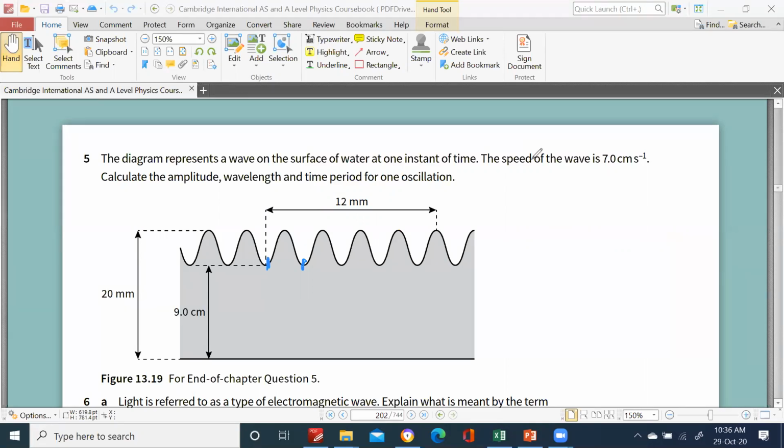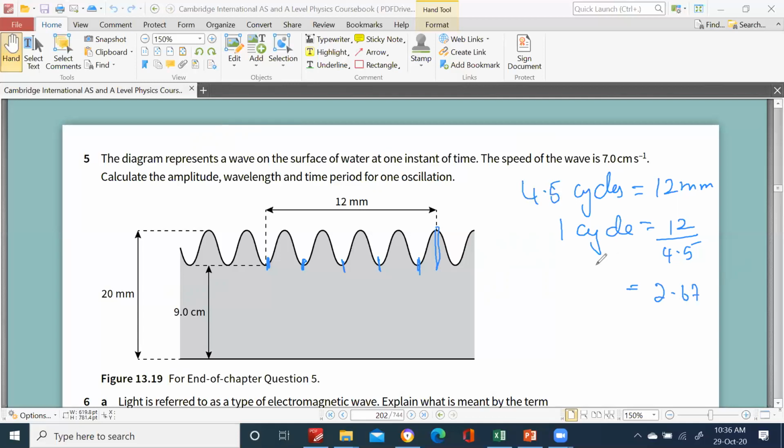So now we're going to count how many we have. That is 1, 2, 3, and 4, and this is like 4.5. So we have 4.5 cycles, and their distance is 12 millimeters. So if we want to find for 1 cycle, that is 12 divided by 4.5. Okay. And the answer you get is 2.67 millimeters. All right.